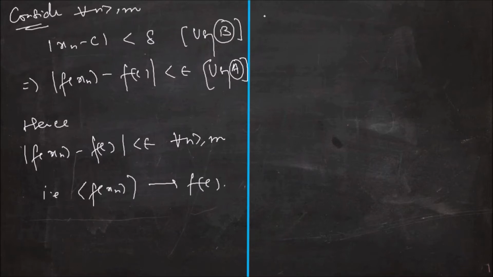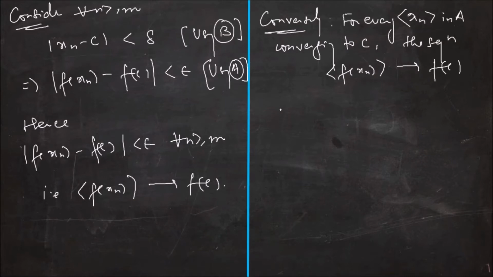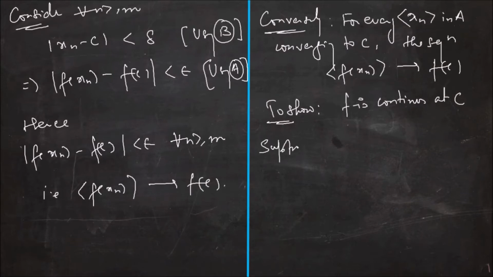Conversely, we assume that for every sequence xn in A converging to c, the sequence f(xn) converges to f(c). So to show f is continuous at c, suppose on the contrary f is not continuous at c.